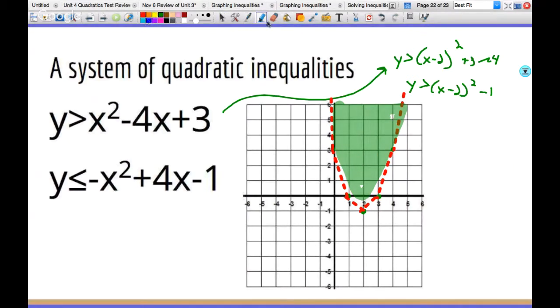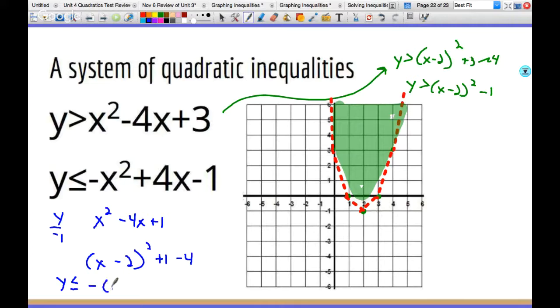Let's convert this one to vertex form. By storing the negative 1 over here, I've got an x squared minus 4x plus 1 becomes x minus 2 squared plus 1. Subtract away our extra. Ultimately, we get y is less than or equal to negative x minus 2 squared. That was a negative 3, but we multiplied by negative 1, so it becomes a positive 3.